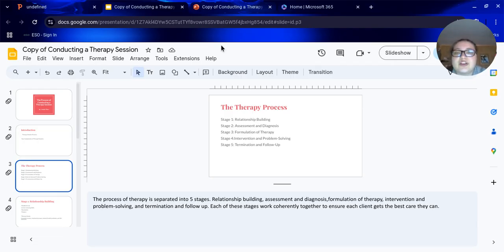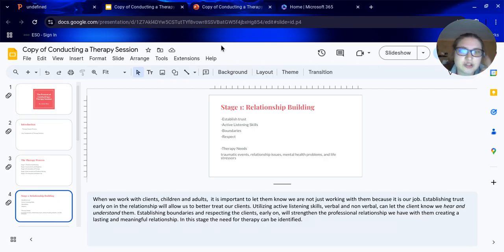The therapy process. The therapy process is separated into 5 stages: relationship building, assessment and diagnosis, formulation of therapy, intervention and problem solving, and finally termination and follow-up. Each of these stages work together to ensure that the clients get the best care that they can.